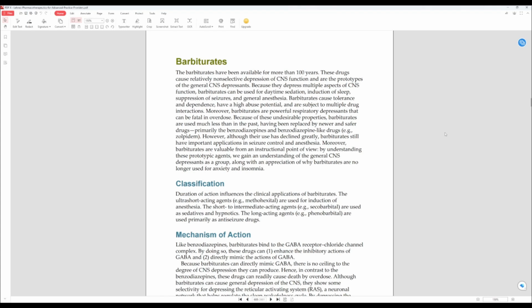However, although their use has declined greatly, barbiturates still have important applications in seizure control as well as anesthesia. Moreover, barbiturates are valuable from an instructional point of view. By understanding these prototypic agents, we gain an understanding of the general CNS depressants as a group, along with an appreciation of why barbiturates are no longer used for anxiety or insomnia.